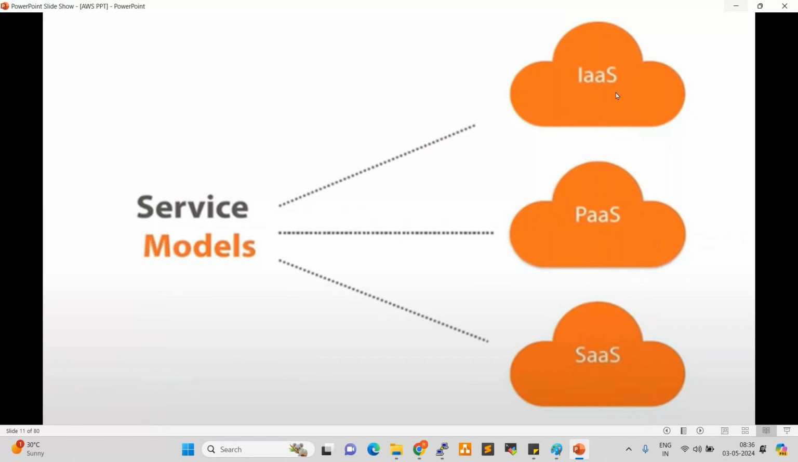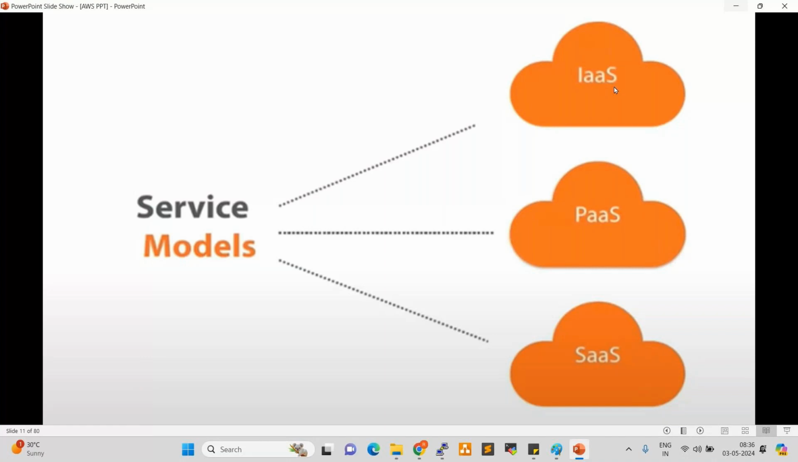Infrastructure as a service, platform as a service, software as a service. What is infrastructure as a service? We create the infrastructure, and on top of that we deploy Kubernetes. What is infrastructure? Simply you can say a server. We can create one virtual server and on top of that deploy Kubernetes, or else we create the server and on top of that we deploy Docker, which is nothing but infrastructure as a service.